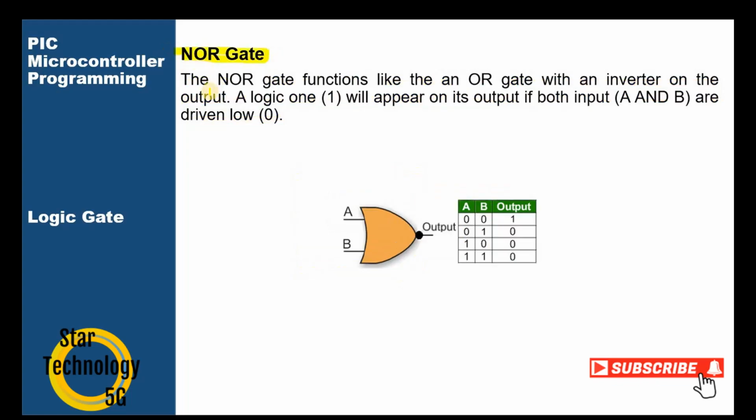NOR gate. The NOR gate functions like an OR gate with an inverter on the output. A logic 1 will appear on its output if both inputs A and B are driven low. Here is the symbol of the NOR gate, and here is the inverter, and this inverter inverts the output. If both inputs are 0, the output is 1. If any of the inputs is 0 or 1, output is 0.